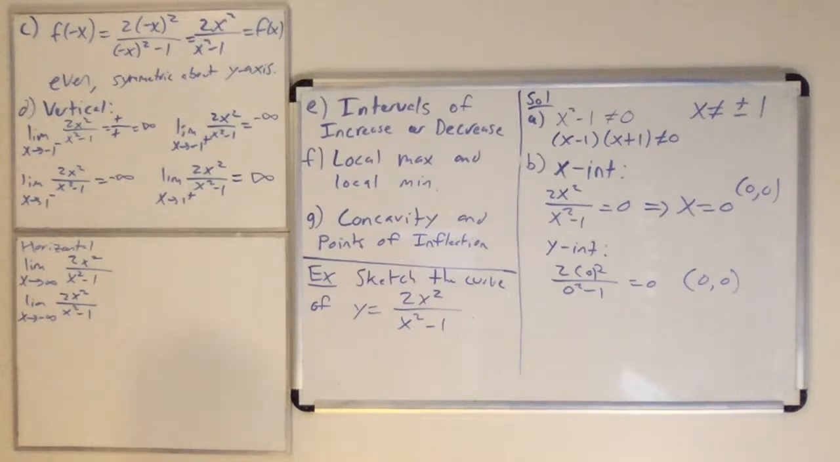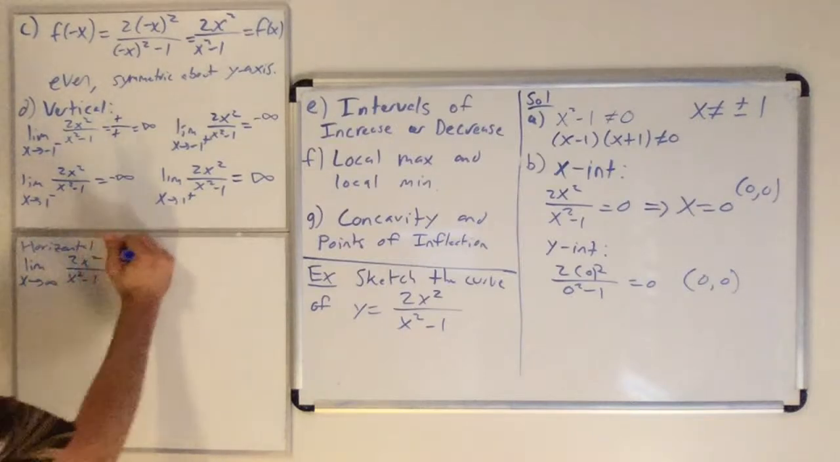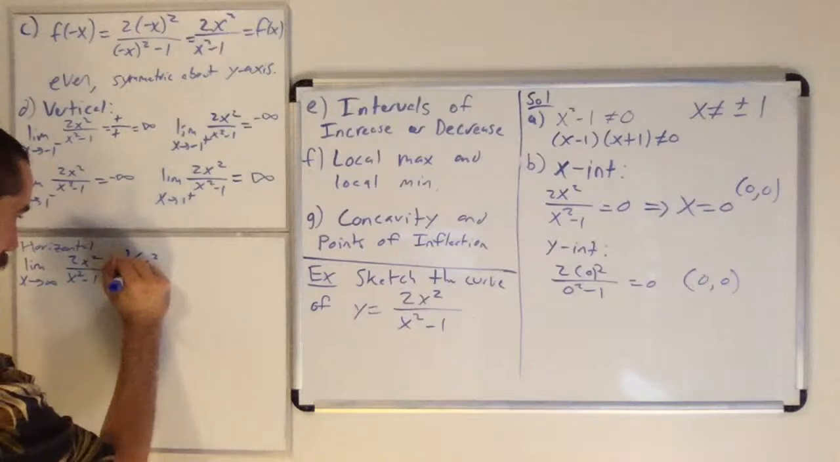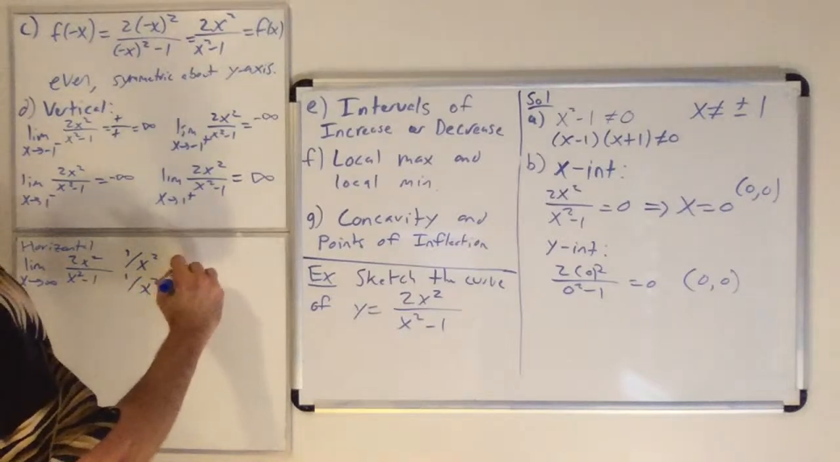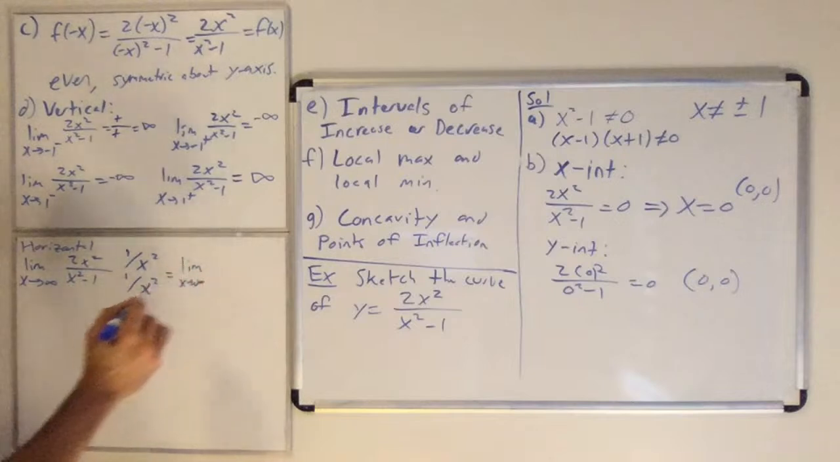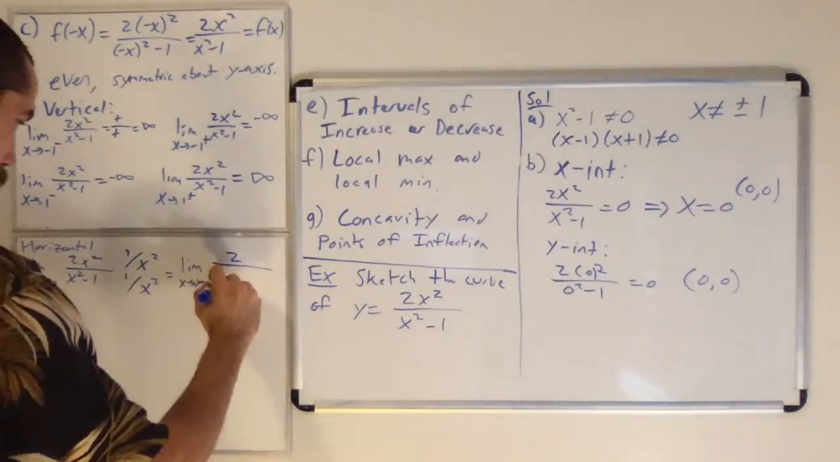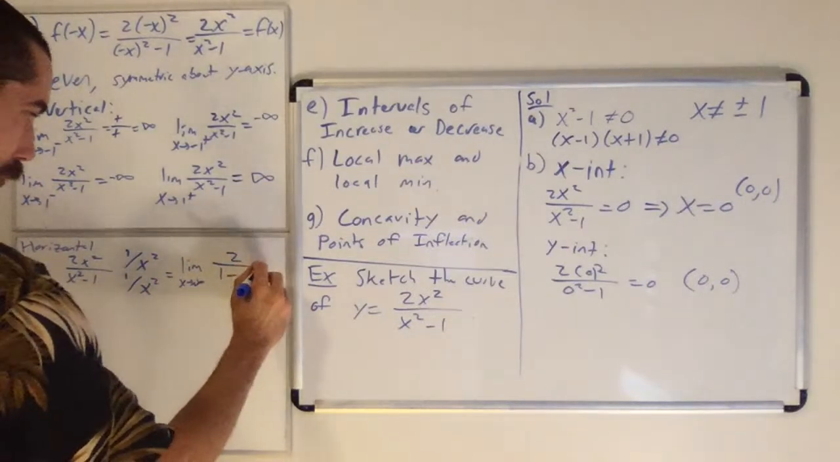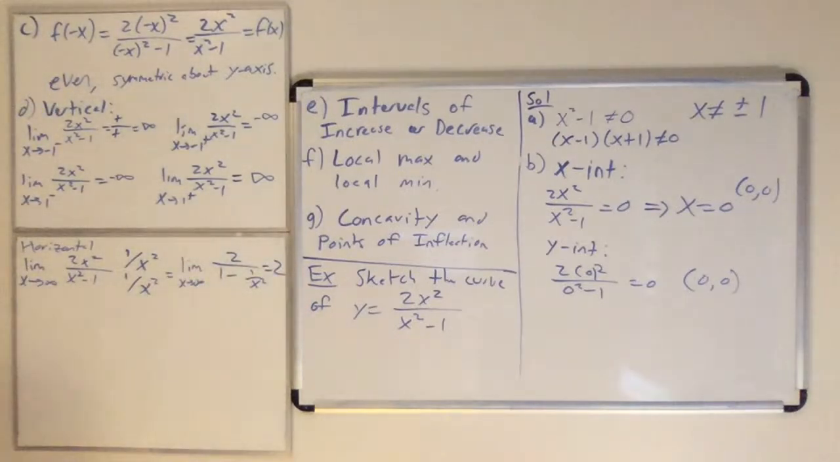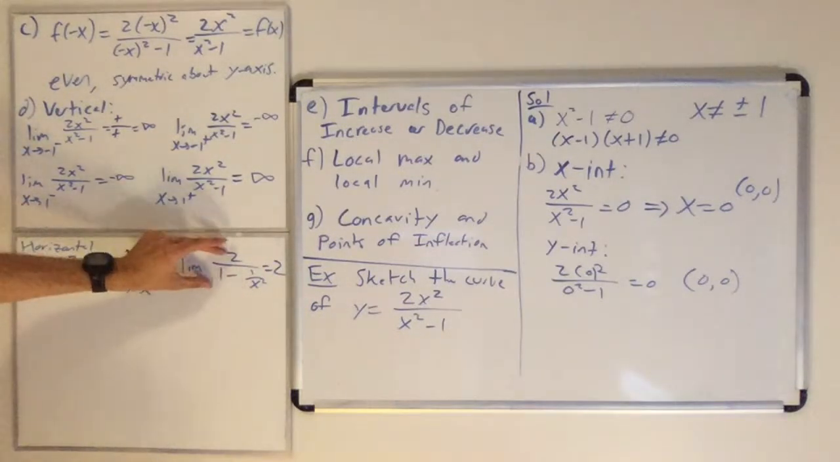Okay, and so we might need a little bit more space. To evaluate this limit, remember we multiply the numerator and denominator by 1 over x raised to the highest power that appears in the denominator, which is x squared. So we have the limit as x goes to infinity of 2 over 1 minus 1 over x squared, which is equal to 2. Right, because this term goes to 0, so we're just left with 2.